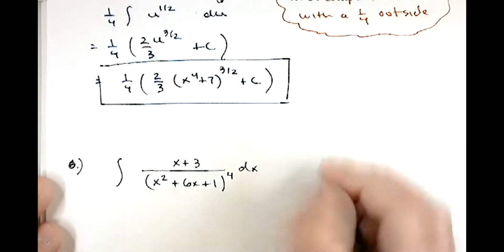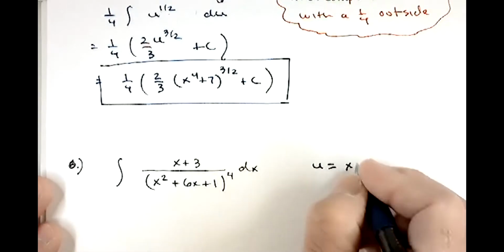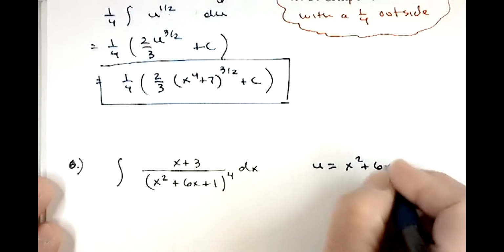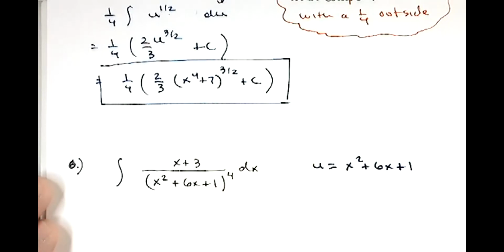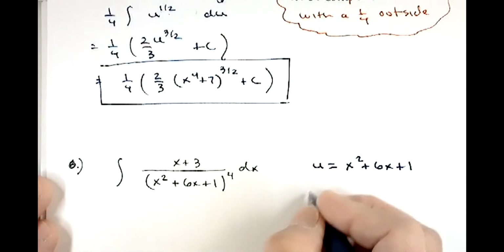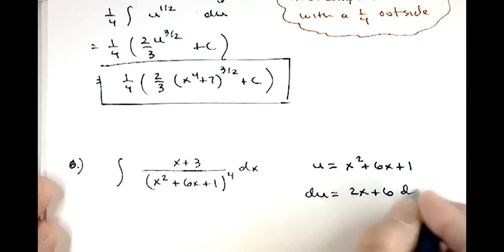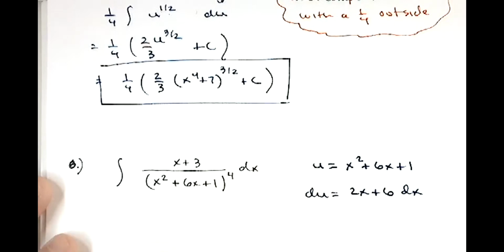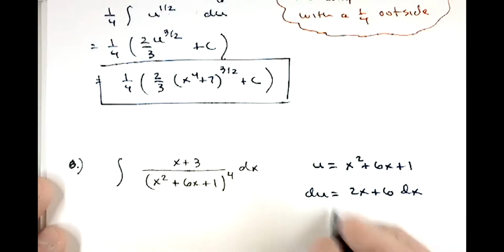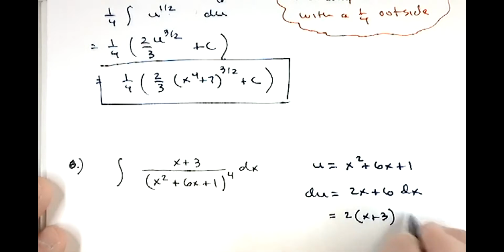Okay. I said things in parentheses are a good choice for you. So let's go with x squared plus 6x plus 1. I don't need to take the power because I could just make that u to the 4th. My du is 2x plus 6 dx. And I realize that what's left over is an x plus 3 dx, which is exactly what I would get if I factored out a 2 here.